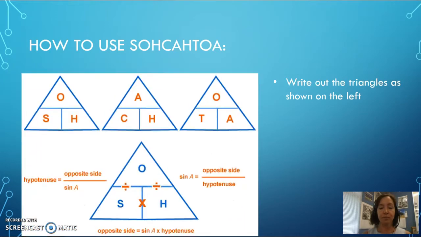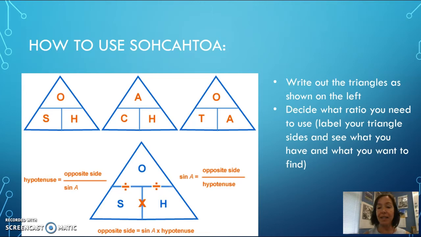So first of all, I like to write them out in triangles. You use these triangles in science, and you can use them in this as well. So write out the triangles as shown on the left, decide what ratio you need, label your triangle and see what you have and what you want to find. If something is next to each other, you are going to multiply them. If they are above each other, say you're trying to find the hypotenuse, you would divide the opposite by the sine of the angle. Please could you copy those down, and I will show you how to use them in some examples coming up.